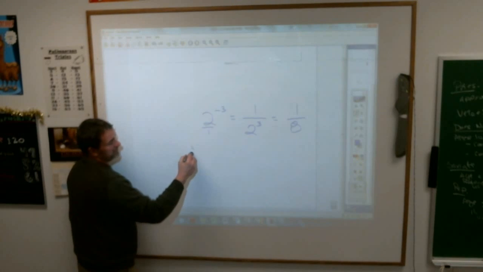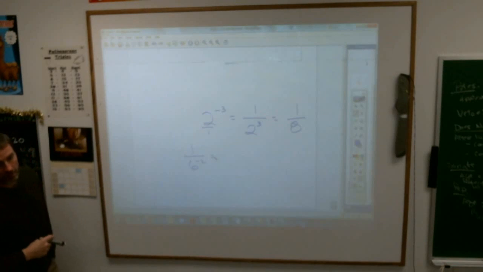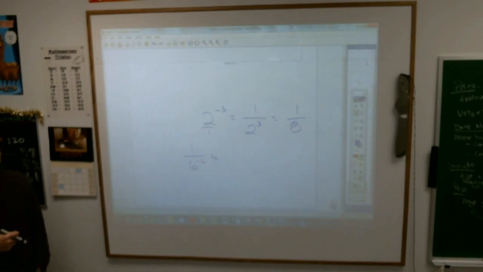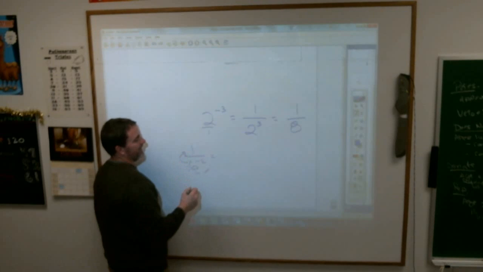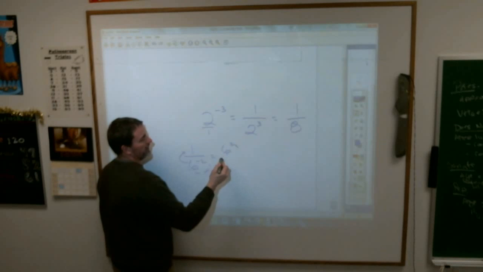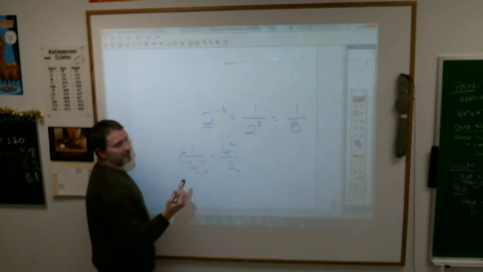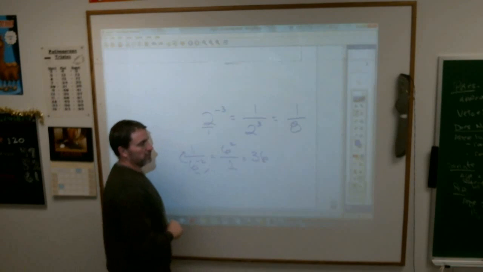Or this, what if I gave you 1 over 6 to the negative 2 power? What would that be the same as? Somebody out there in the mathematical room. Eli? 36. Why? Because you take this, move it to the top, you get 6 to the positive 2 power, and taking it away from the bottom, you're left with the 1, but anything over 1 is itself, that's why we don't really need it. It just ends up being 6 times 6 is 36.